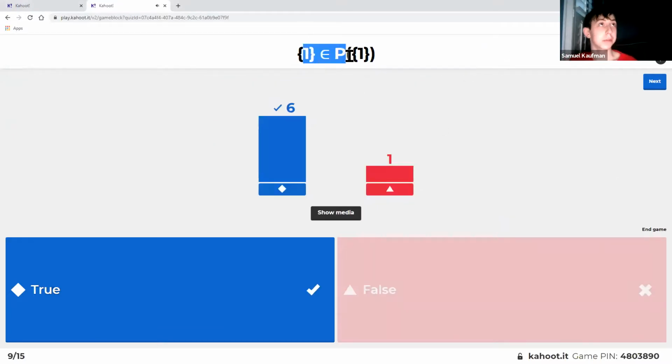This is going to be true because the power set is the set of all subsets, and the set that has one is going to be a subset of itself.